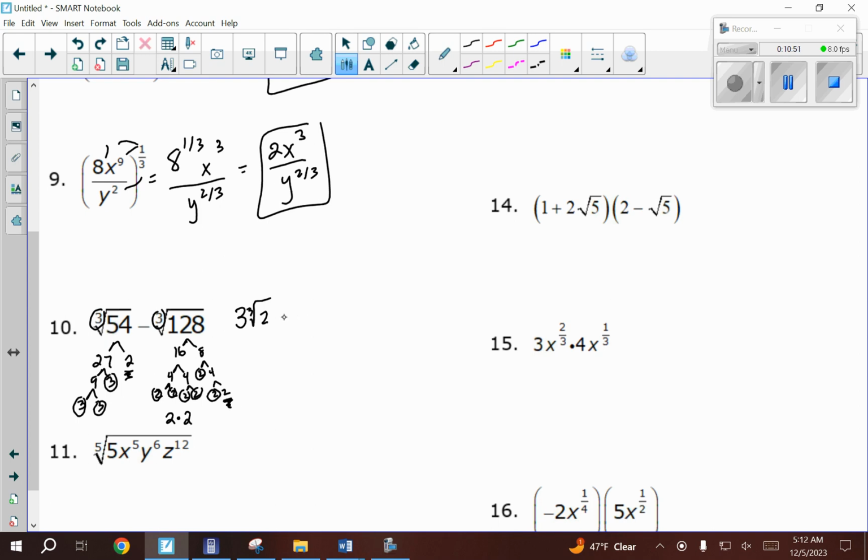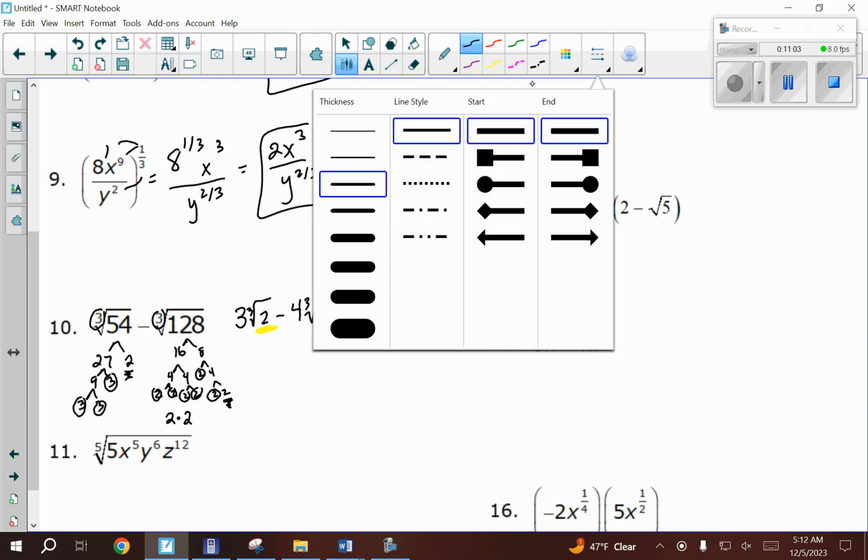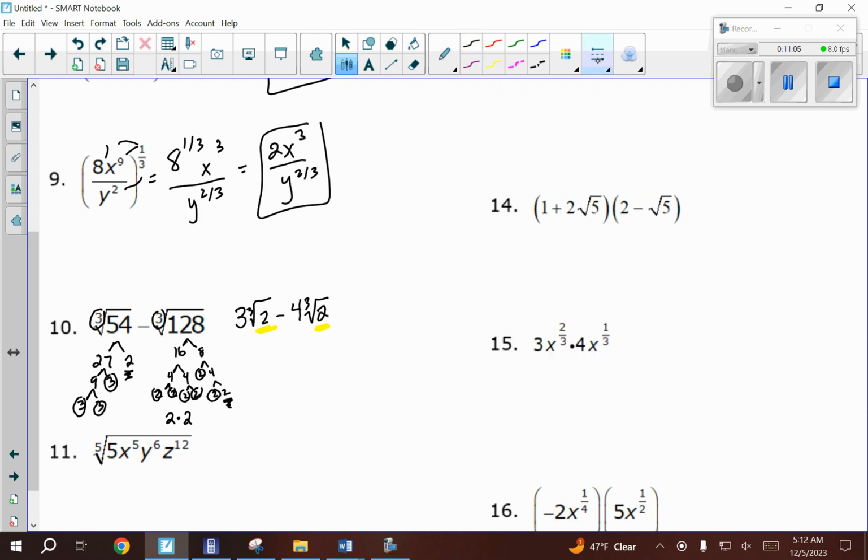So for the second part, I'm going to have a 4 on the outside, and then the cube root of 2 on the inside. So since these guys match, since I have a 2 here and a 2 here, that means that I can actually subtract the fronts. So if I do 3, take away 4, that's -1, and then I just reattach the cube root of 2, and that's my final answer.